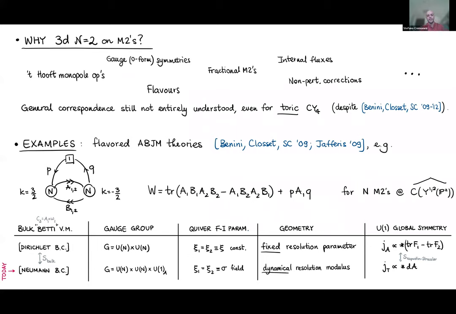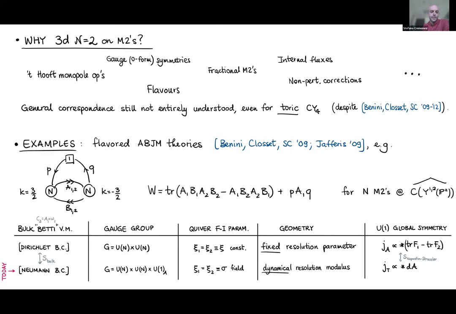Okay, so then depending on who you are in the audience, you might need some motivation. So why do we care about world volume theories on M2 branes with N equal to 2 supersymmetry? Well, depending on if you're old enough, you were around after the ABJM revolution, you won't need the motivation, but in general, you could either be interested in them because you want to understand the dynamics of M2 branes, or maybe you're interested in three-dimensional field theories, which have all sorts of gauge theories, in particular, have all sorts of peculiarities, such as monopole operators, which appear.